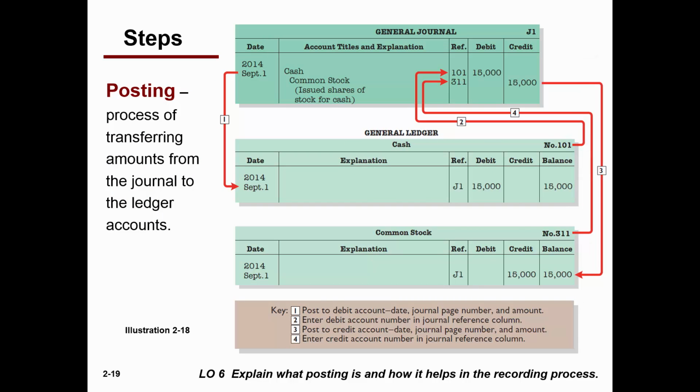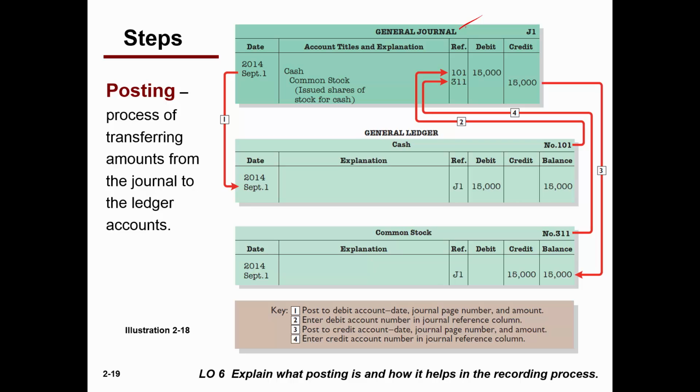Let's go through a little bit more detailed example. So we have a transaction here in the journal. We record it, we journalize this transaction, debiting cash and crediting common stock. And once you have a page worth of transactions in your journal, or a month's worth, then you transfer, or you call it post it, to the ledger.